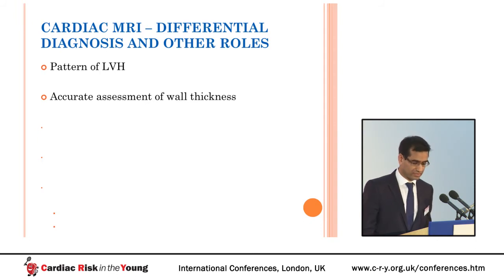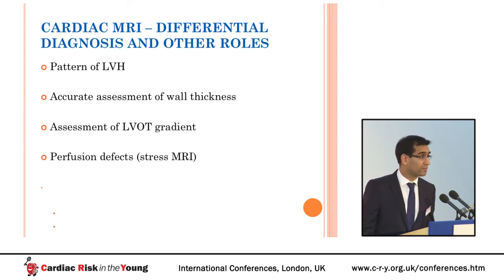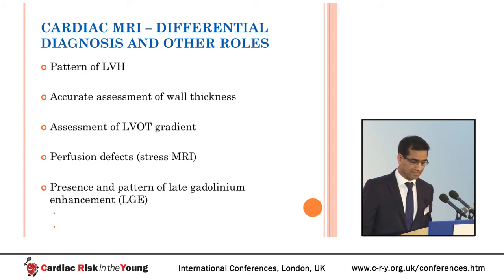Now, apart from these features, cardiac MRI also has a role in assessment of the outflow tract gradient, looking for perfusion defects if a stress MRI is performed. But importantly, it can also detect the presence and pattern of late gadolinium enhancement. Now, depending on the study you read, this is present in up to 84% of patients, and it's important because it's a marker of scar or fibrosis.